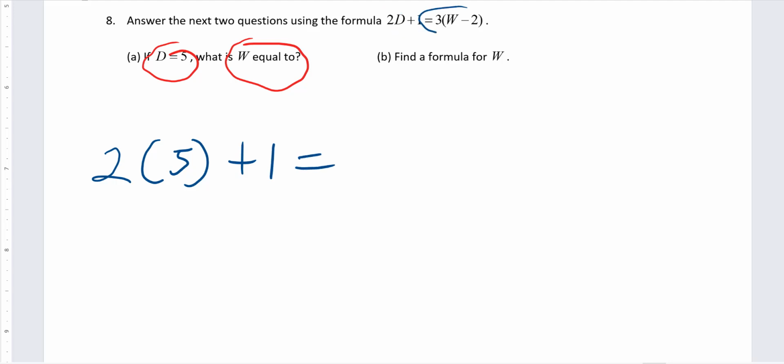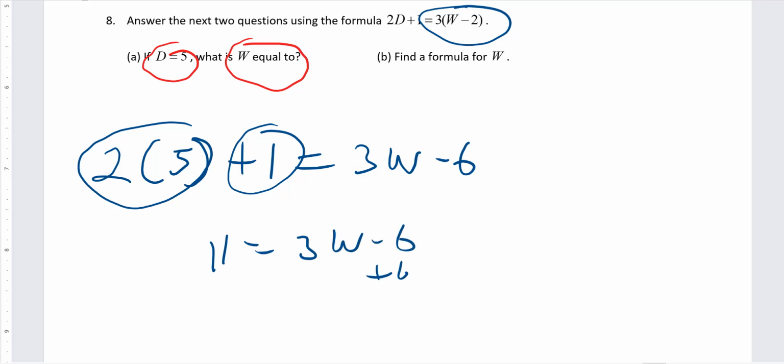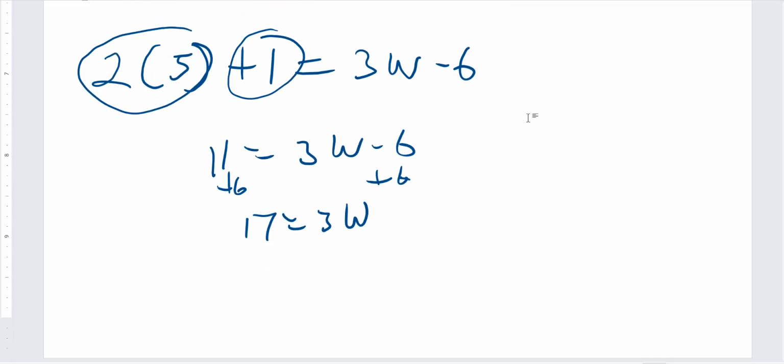equals, and while I'm at it, I'll distribute the 3W minus 6. Then we just solve this thing for W. Well, that's 10 plus 1, so that's 11, equals 3W minus 6. Add 6 to both sides. That gives me 11 equals 3W. And pause the video for a moment and just do the one last step here.